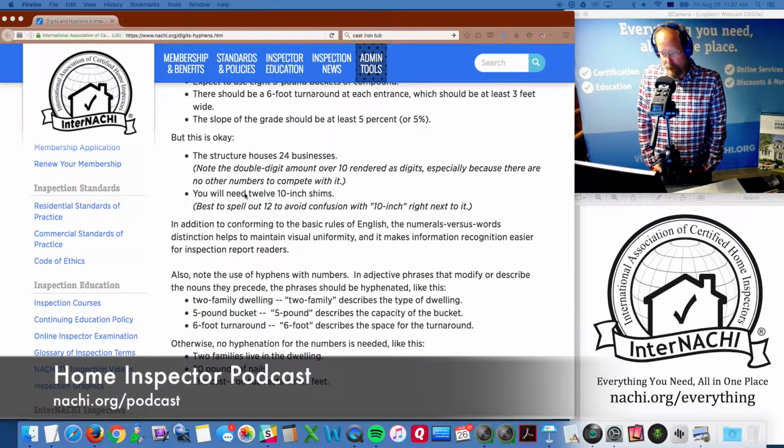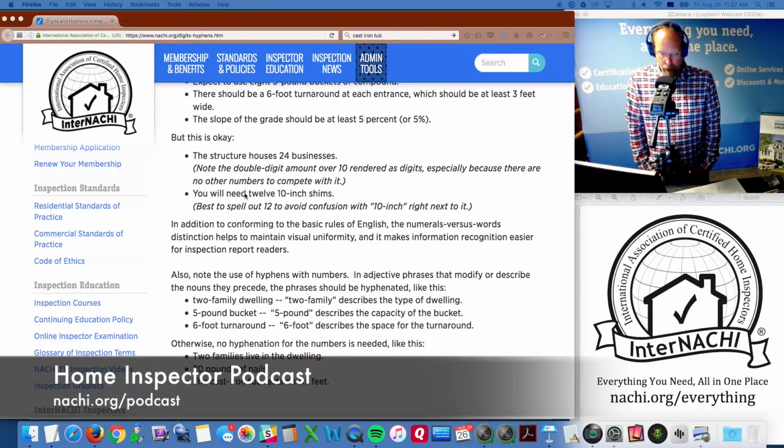Now, note the use of hyphens with numbers. In adjective phrases that modify or describe the nouns that they precede, the phrases should be hyphenated, like this. Two-family dwelling, right? It's an adjective, two-family. What kind of dwelling? Two-family describes the type of dwelling. Two should be written out, and it's hyphenated with family.